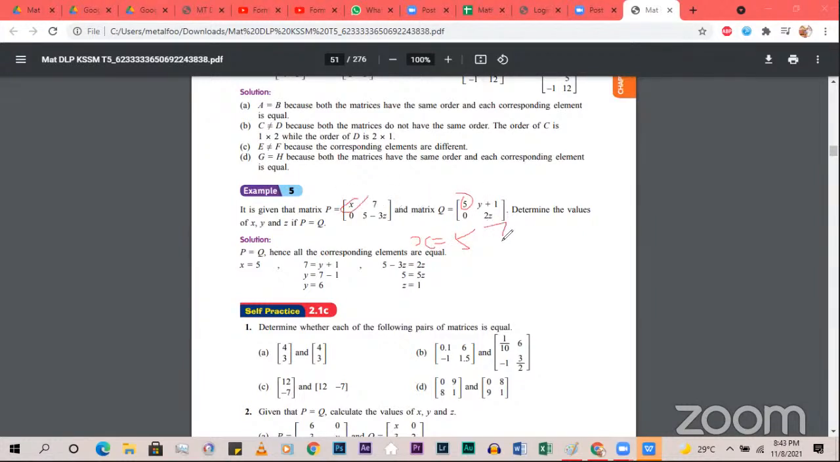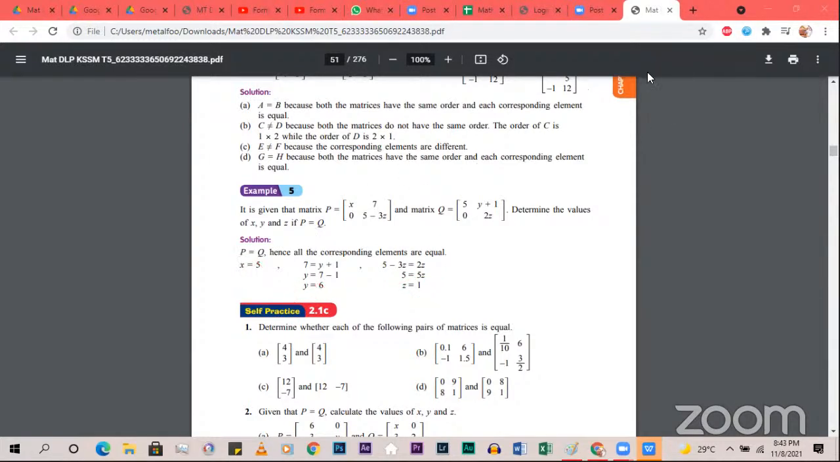For 7 equal to y plus 1, so y equals 6. For 5 minus 3z equals 2z, you move it here, you get 5z equals 5, z equals 1. All right, so you get the answer: y equals 6, x equals 5.